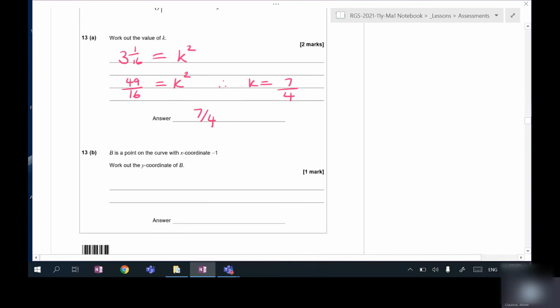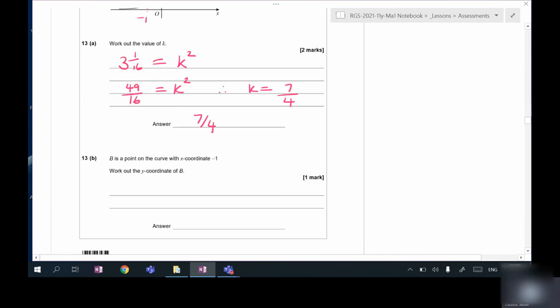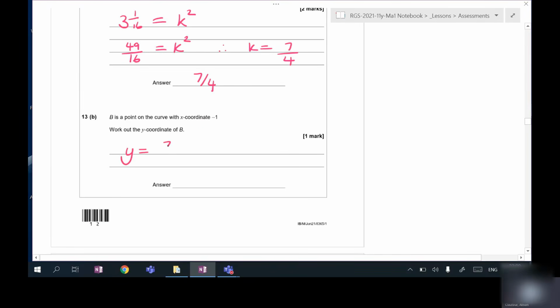Okay, point B on the curve has got x coordinate -1, and we want to work out the y coordinate of B. So this is -1, and I'm trying to find this one here. We can just sub it in. We've just worked out what k is, so we know the equation is y equals 7 over 4 to the power of x. So with x as -1, I'm doing 7 over 4 to the power of -1, and I know that is going to give me the reciprocal. So it's going to be 4 over 7.